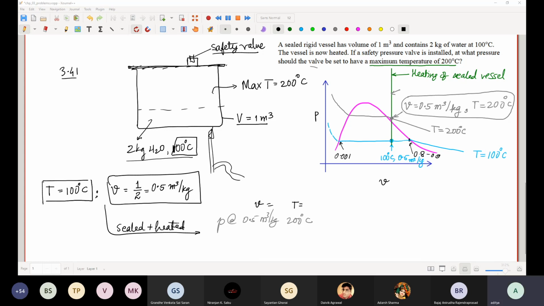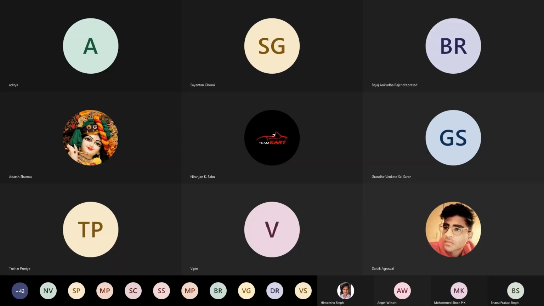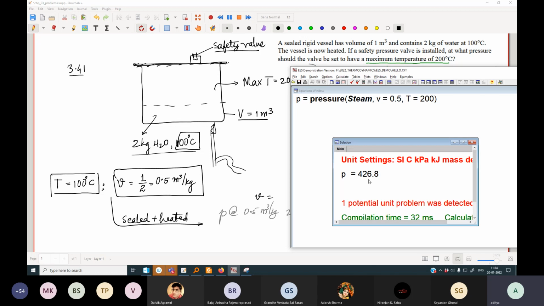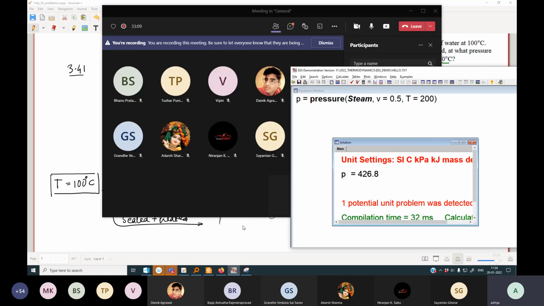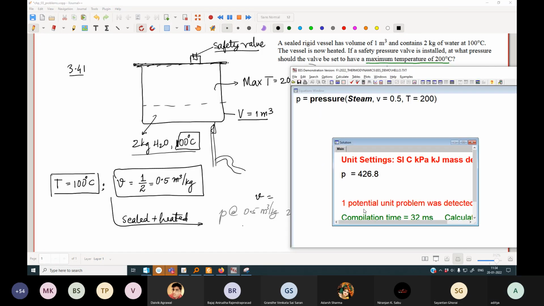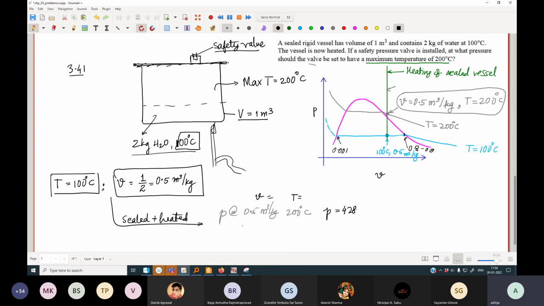Let me share my entire screen now. Yes, sir, now it is showing. So I just fetch the pressure of steam at V equal to 0.5 and T equal to 200. I just click on evaluate. It gives me a pressure of 426.8 kilopascal.